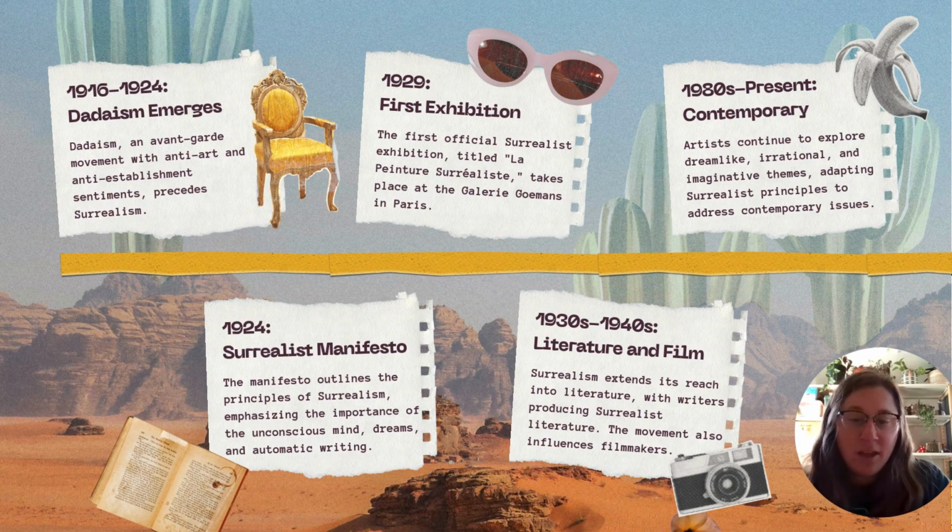Here's a quick timeline of how surrealism came to be. It started with Dadaism, which is an anti-art, anti-establishment art period from the 1910s. The very first exhibition was the official Surrealist exhibition, held in Paris. And then the Surrealists took that movement and ran with it, and it really became super popular and integrated into film and popular culture in the 1930s and 40s.